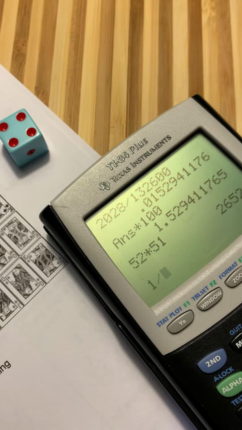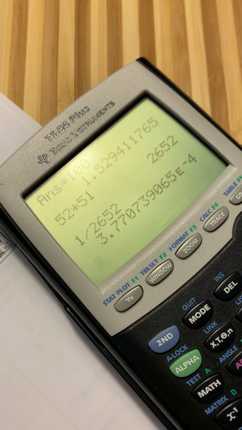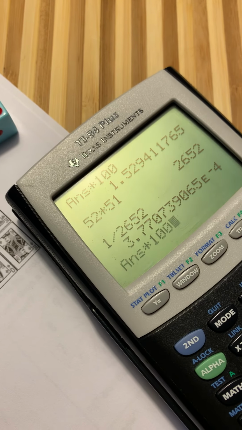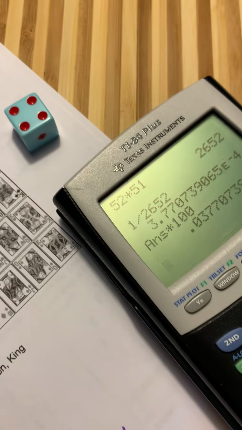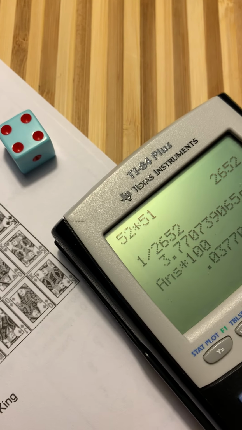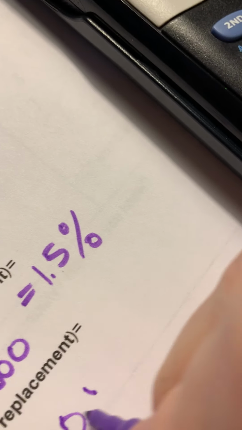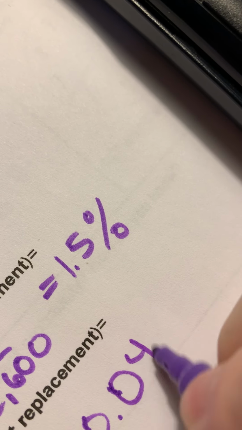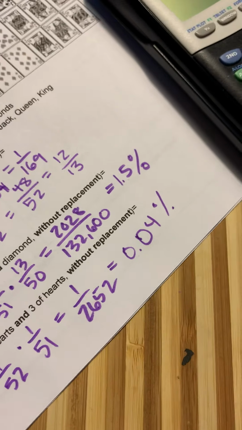And I want to write that one as a percent as well. Oof. So as a percent, it is 0.04%. So very unlikely.